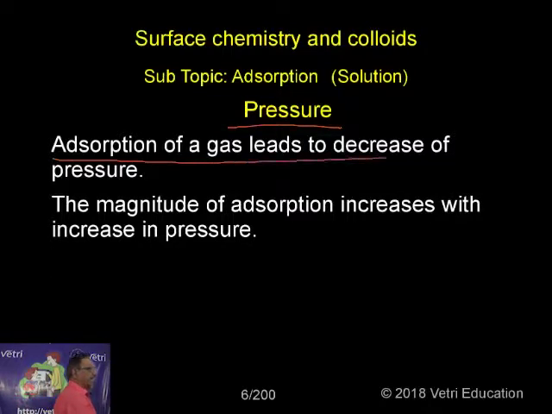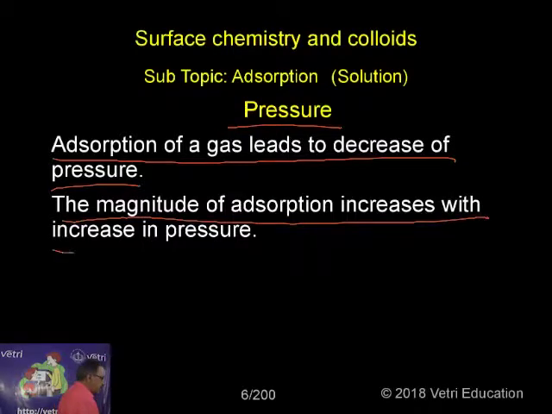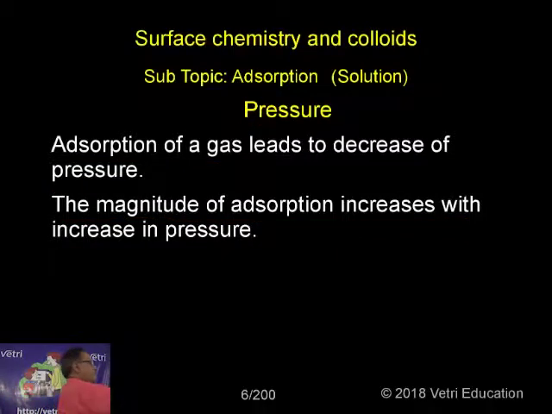Adsorption of gas leads to decrease of pressure. So pressure high means concentration is high. So after adsorption, pressure will decrease. So adsorption of gas leads to decrease of pressure. Then next, the magnitude of adsorption increases with increase in pressure. So whenever pressure increases, adsorption increases. Pressure decreases, adsorption decreases. This is the magnitude.